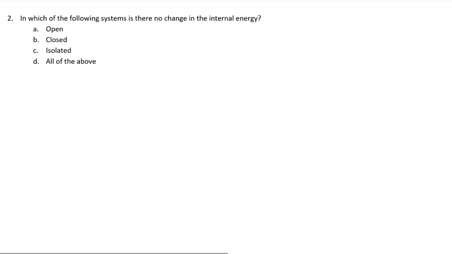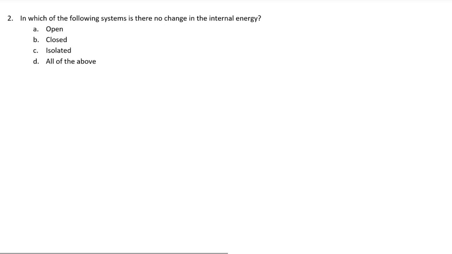This next question is making sure we understand the differences between the different types of systems. Remember, I defined a system as the object or objects we are interested in, the objects we are studying. I defined an open system as a system that can transfer both matter and energy to the surroundings. A closed system can only transfer energy. An isolated system, on the other hand, is, if you like, a super closed system. It does not allow energy or matter to be transferred.